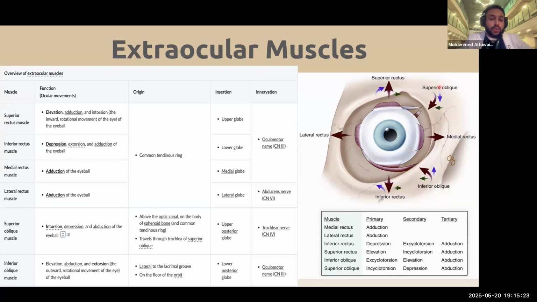Why is this important for you? Is when you do physical exam and when you have certain pathologies that will affect the eyeball or the extraocular muscles, the eye will look in a certain direction. Now, what are the three nerves supplying these muscles? Tell me all three.